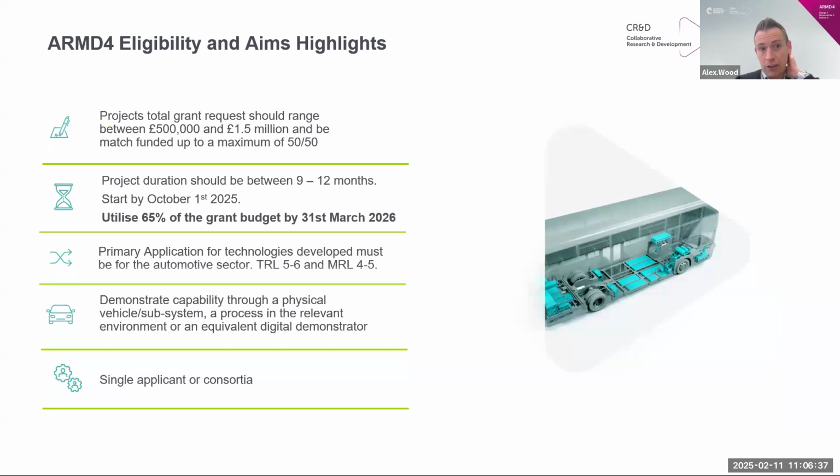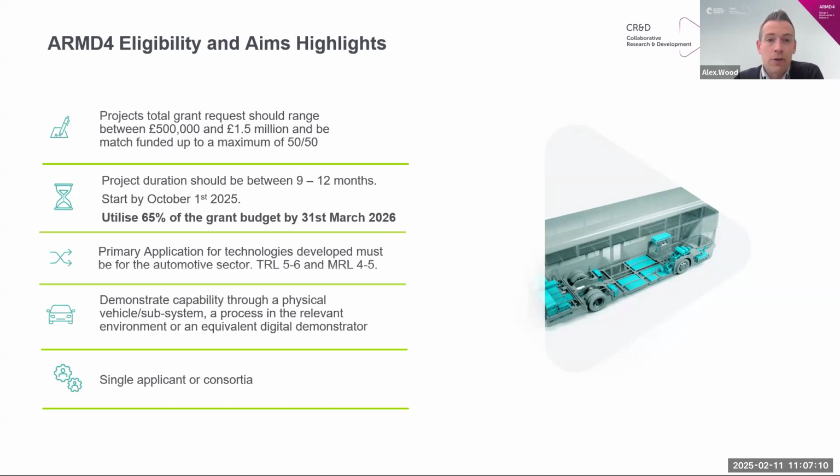Right, on to some key eligibility requirements and aims highlights. So grant asks between £500,000 and £1.5 million. Just to clarify, this is grant ask and not project cost, and can be no more than 50% funded versus the project cost. So just to be clear, as an example, if you're a single applicant SME, you're only entitled to a maximum of 50% funding, not the typical 70% that you might be able to get on other funding calls.